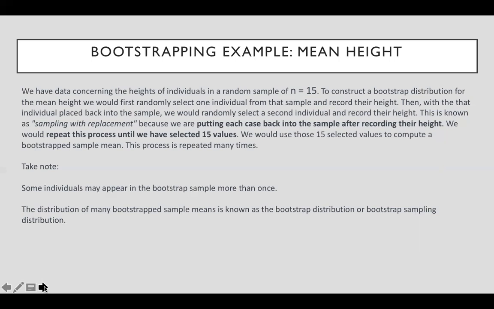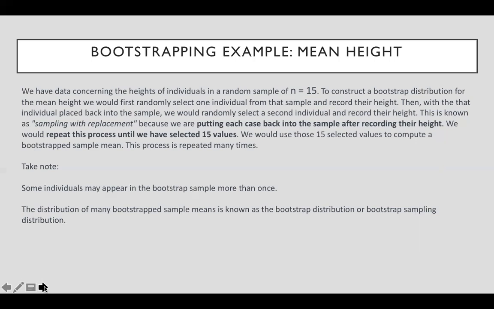If we have data concerning the heights of individuals in a random sample of 15 people, to construct a bootstrap distribution for the mean height, we would first randomly select one individual from that sample and record their height. Then, with that individual placed back into the sample, we would randomly select a second individual and record their height. This is known as sampling with replacement because we put each case back into the sample after recording their height.